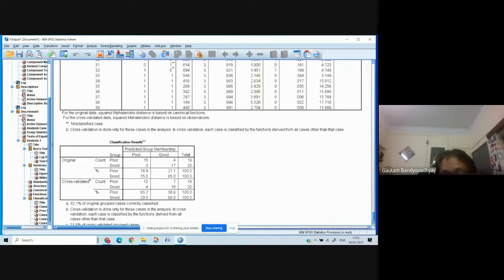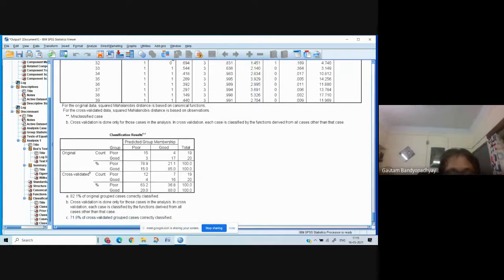But here is a very interesting part. The cross-validation part shows 71.8%. That is a case of overfitting. When the cross-validation accuracy is less than this, that is the overfitting case, and it means you have to modify your data set. I'm telling you the pros and cons, which is very important. Cross-validation must be greater than or equal to this part. If it is less, that means overfitting.